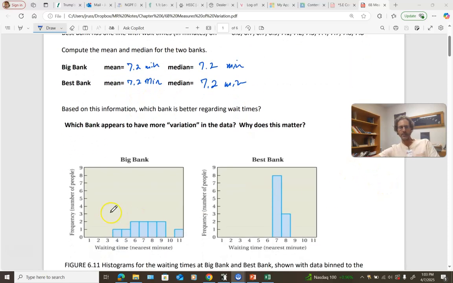And you can see this illustrated in this histogram. See how spread out the data is for Big Bank and how concentrated it is for Best Bank, okay? So this is variation, and this is what we're going to be talking about today. How do we measure variation?